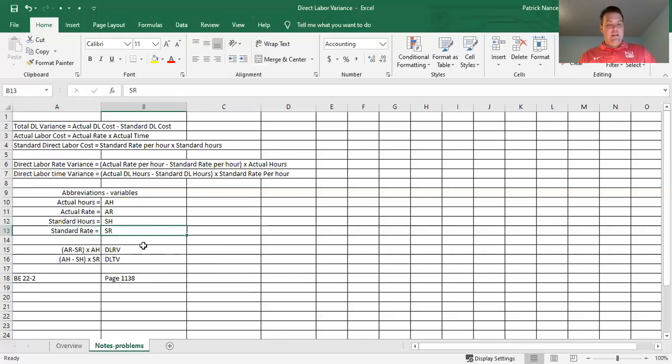And then the standard rate, similarly, is whatever I believe I'm going to pay, or what I budget to pay my employees on a per hour basis. So these are abbreviated functions here; formulas make it a little easier. Okay, so now I want to look at brief exercise 22-2 on page 1138 in your book.